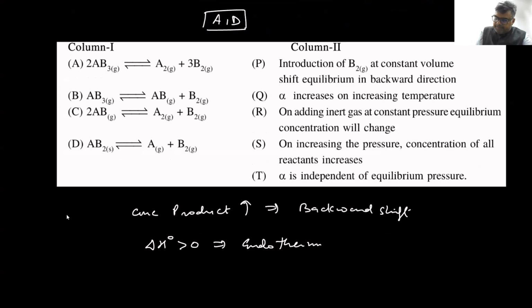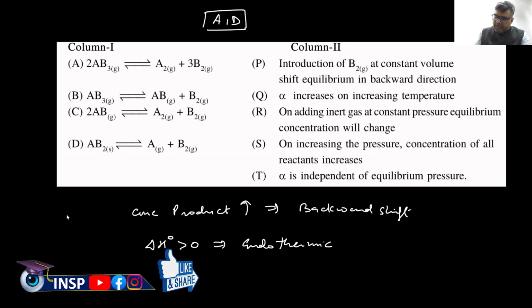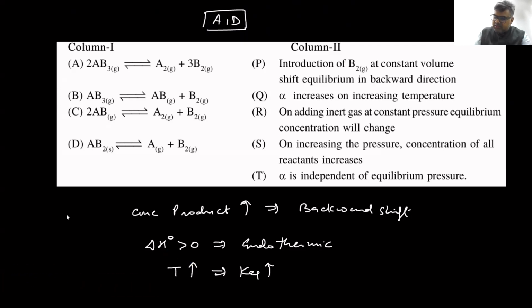How have I predicted that? Because all are decomposition reactions, so all are endothermic reactions. So if you increase temperature, their equilibrium constant will increase. And since the equilibrium constant has increased, certainly alpha will also increase. So alpha increases on increasing temperature. That's true, so that is also a correct option for all.